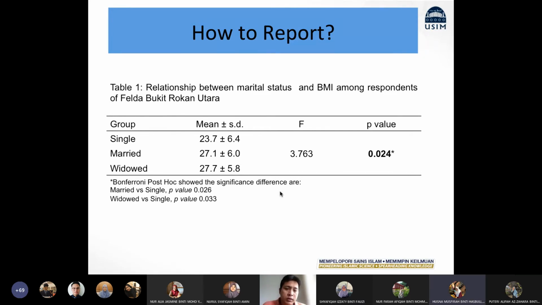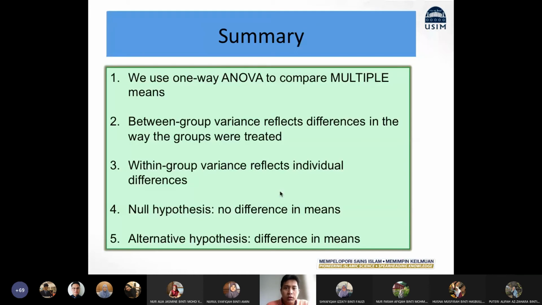Okay. Alright, so senang kan ANOVA, tak susah. Lebih kurang lah senang je test dengan ANOVA. It's not that difficult. You need to understand few things and then you will grab the concept. So in summary, we use one-way ANOVA to compare multiple means because we have more than 2 groups. So number 2, between group variance reflects differences in the way the groups were treated.